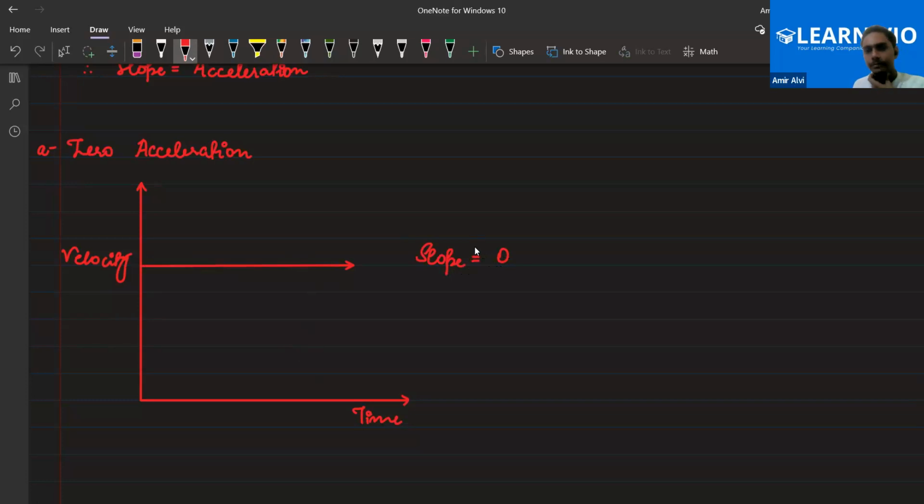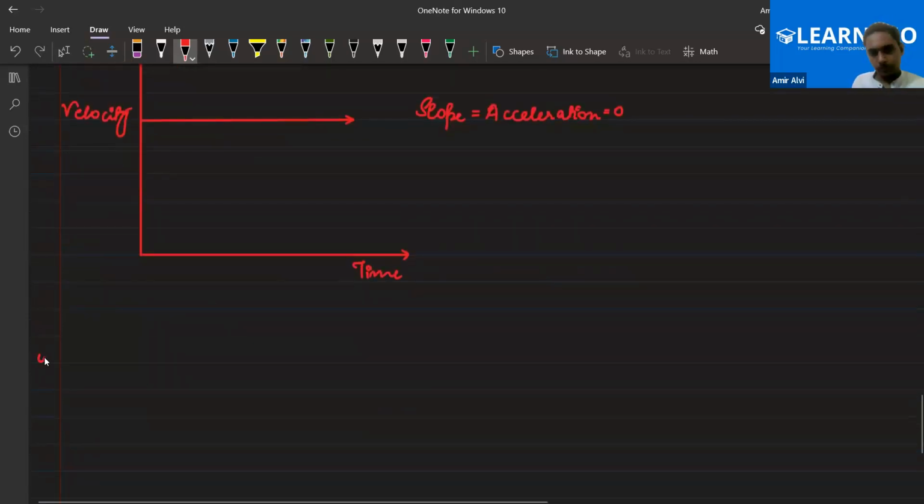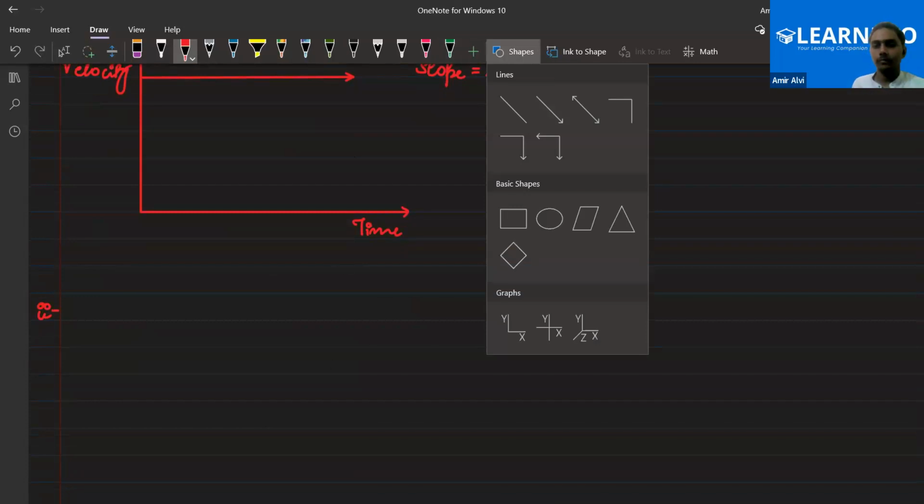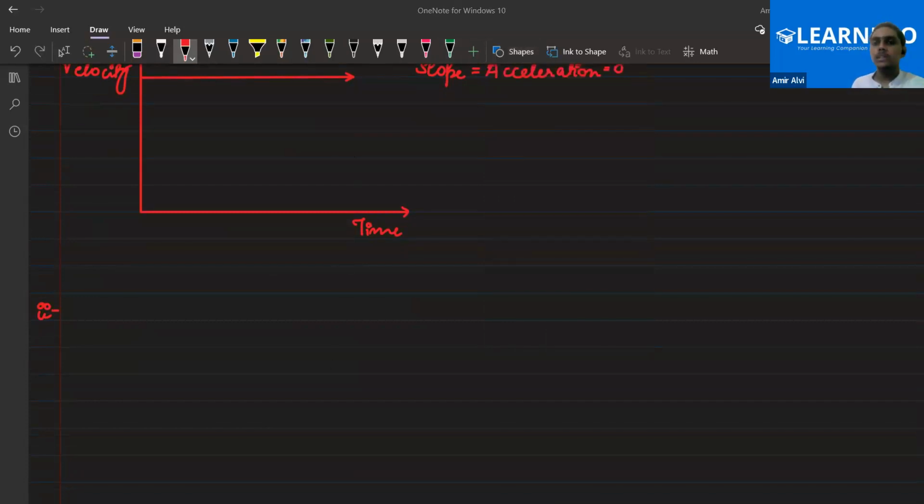So slope would be zero. Clear? Slope is basically acceleration, which is equal to zero. Is this clear to all of you? Please let me know once. Farhan and Sarah, clear? Yes, sir. Okay. So this is zero acceleration.